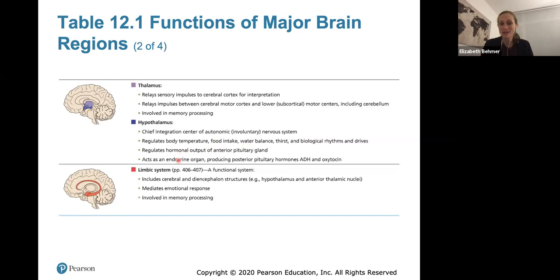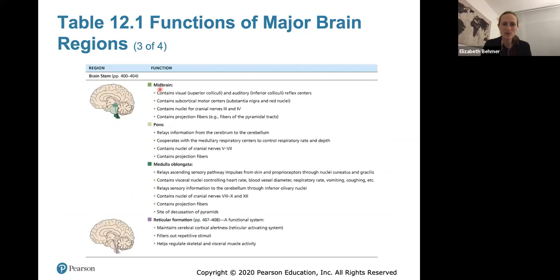And it also acts as an endocrine organ because it produces its own hormones from the posterior pituitary, ADH and oxytocin, which we'll get to when we talk about the endocrine system. The limbic system is involved in emotional and memory processing. We didn't spend a whole lot of time on that system.